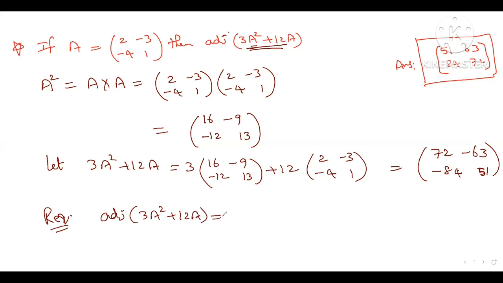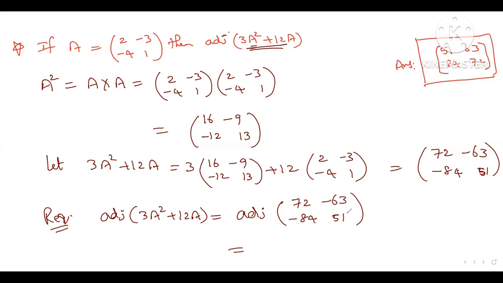Adjoint of 3A square plus 12A. So the adjoint of 3A square plus 12A value we have got: 72, minus 63, minus 84, 51. What we get here? So what is adjoint of A? Adjoint of A is nothing but the transpose of the cofactor matrix. So, an easy method.